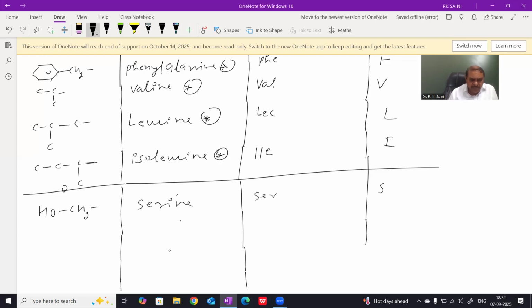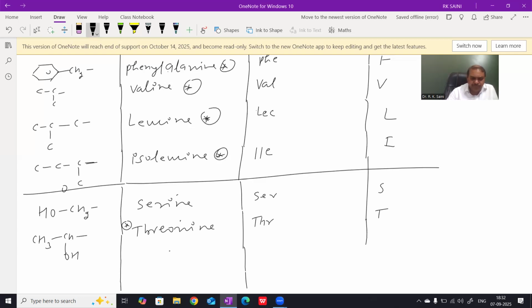Next, when this alcohol group is present on the ethyl radical, then this amino acid is known as threonine. It is also an essential amino acid, denoted by THR, and the one letter code is T.